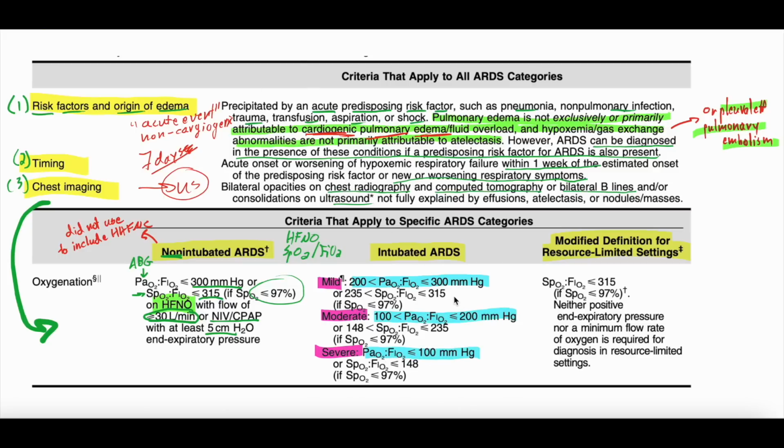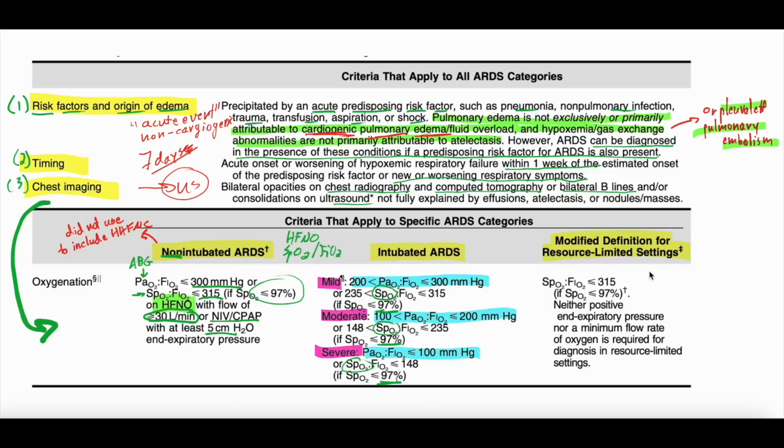These are all the same as they have been, but then they do add in these SpO2 options where you can gauge mild, moderate, or severe based on just the oxygen saturation on the monitor rather than having to get an arterial blood gas. But again, that SpO2 has to be less than 97% to do it.